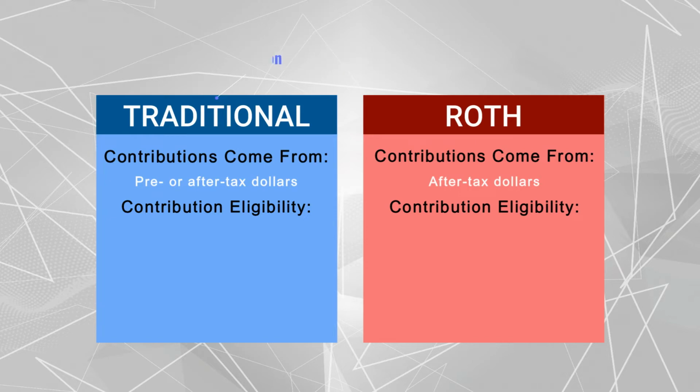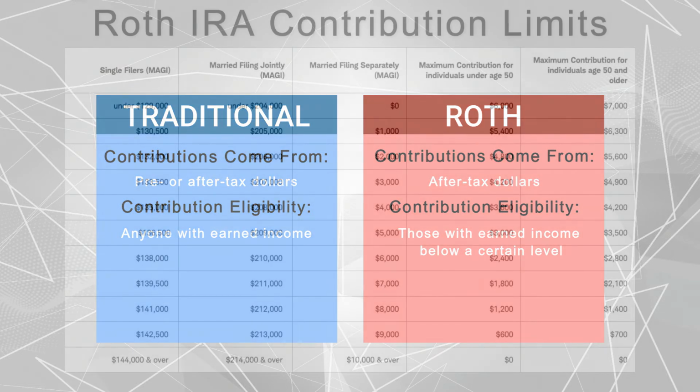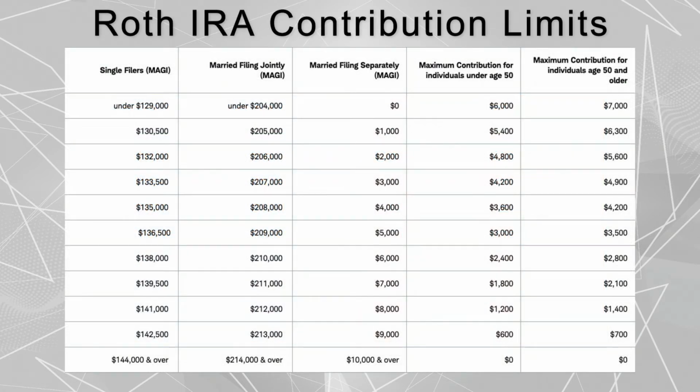When it comes to contribution eligibility, with a traditional IRA, anyone with earned income can contribute. However, with a Roth IRA, only those with earned income below a certain income amount can contribute. Let's take a look at the Roth IRA contribution limits. Again, these numbers are accurate at the date of this video, but can change in the future.